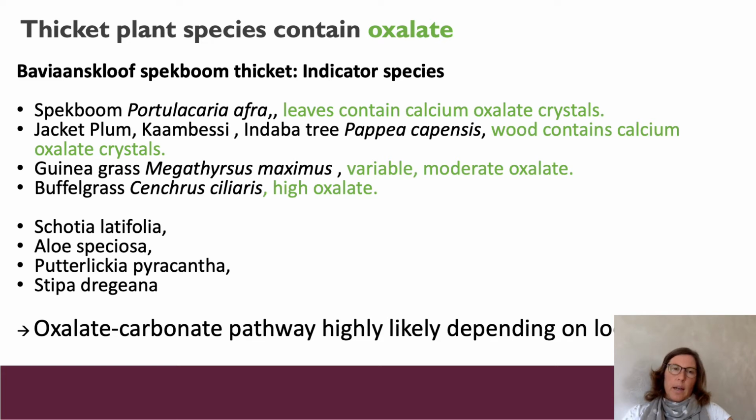If you have a look at a cross-section through the Spekboom Thicket species, an example in the Baviaans Kloof Spekboom Thicket, you see that quite a few of them contain oxalate, the big one being the spekboom itself, where the leaves contain the calcium oxalate crystals. In the tree, where the wood contains calcium oxalate, you wouldn't expect that wood to form a large part of the leaf litter on the soil's surface. But nevertheless, it has calcium oxalate, and some of the grasses as well have variable to high oxalate contents.